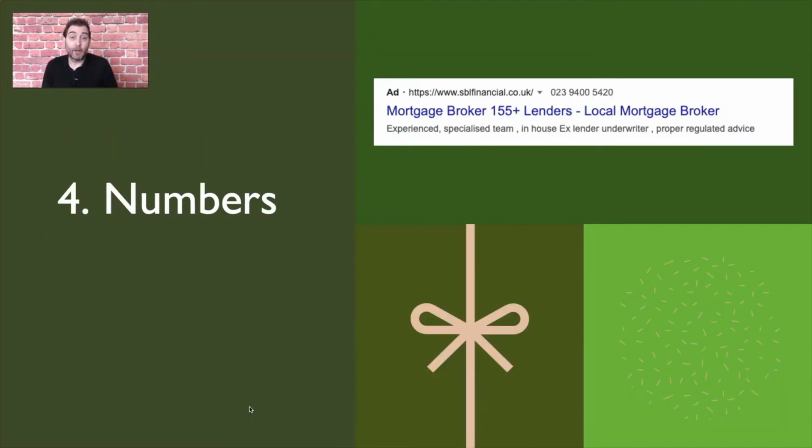Using numbers in your ads can be a good way to make them stand out more and also make them sound more credible. So in this example here, rather than just saying we deal with lots of lenders, this particular advertiser is being very specific, saying that they have access to 155 plus lenders. And when you've got a load of ads on the screen and it's just a wall of letters, having numbers in there can be that little thing that makes your ad stand out a little bit more than someone else's when someone's eyes are scanning quickly down the page. And of course, if your ad stands out more, you're more likely to get the click.